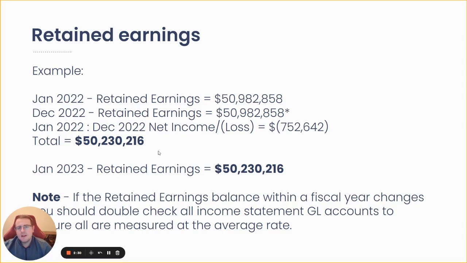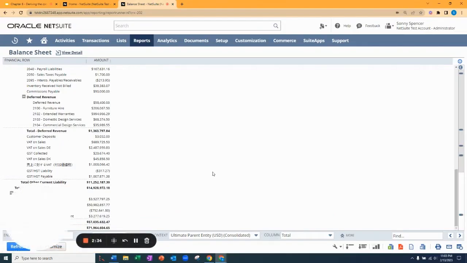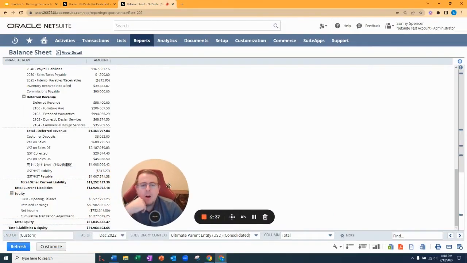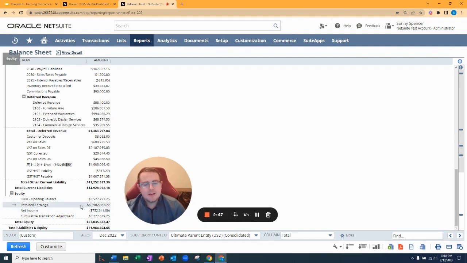Let's jump into NetSuite and validate that. So on screen, we have our consolidated balance sheet, and we have it for the accounting period December 2022. And we can see here that our retained earnings is the $50,982,000. And we can see that net income for this fiscal year is a net loss of $752,000.